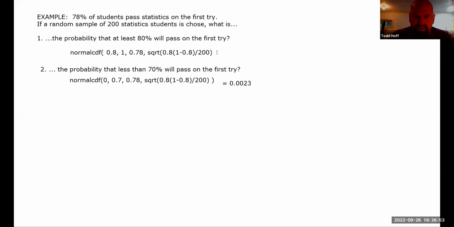But this was, I believe, 0.2397, if I remember correctly. And my calculator just shut down on me. That's not good.